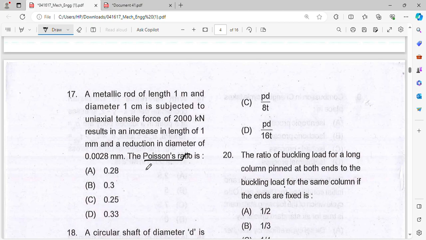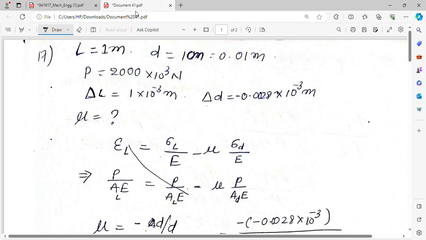So the calculation will be: given length 1 meter, diameter 1 centimeter, that means 0.01 meter, and our load is 2000 kilonewton, that means 2000 into 10 to the power 3 newton, and change in the length is 1 into 10 to the power minus 3 meter, and change in diameter is 0.028 into 10 to the power minus 3 meter. The minus sign indicates that there is a decrease in diameter.